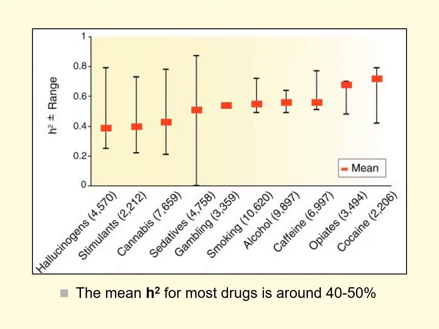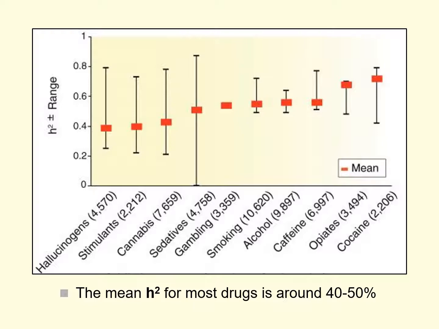But also we can say that the heritability for most drugs hovers around 40 or 50%. So most of those red blocks are somewhere between 0.4 and 0.5. Some are a little higher, some are a little bit lower, but the average of these estimates is all around 40% or 50% of the variability.